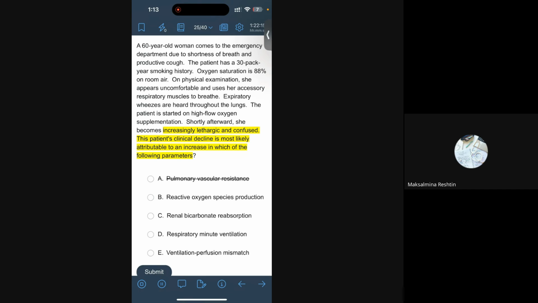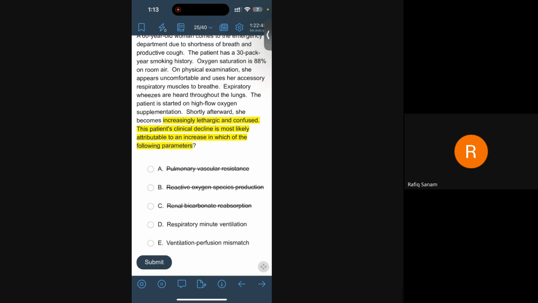Acidosis cannot be explained by the reactive oxygen species. Reactive oxygen species are going to form within the lungs, and they are going to cause damage there. They are not going to affect your brain. So that's why B is not the answer. Is renal bicarbonate reabsorption what will happen? It can happen, but it's actually a late phenomenon, it takes time. What will happen to the respiratory minute ventilation?